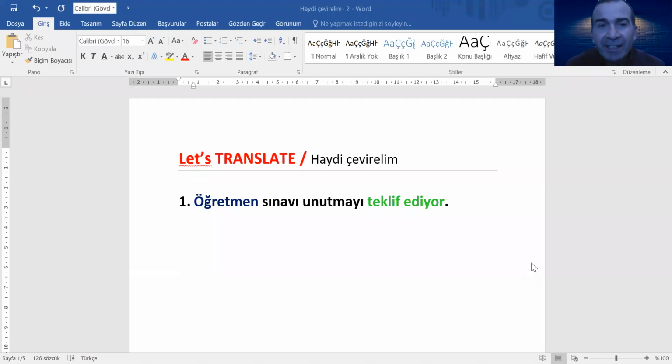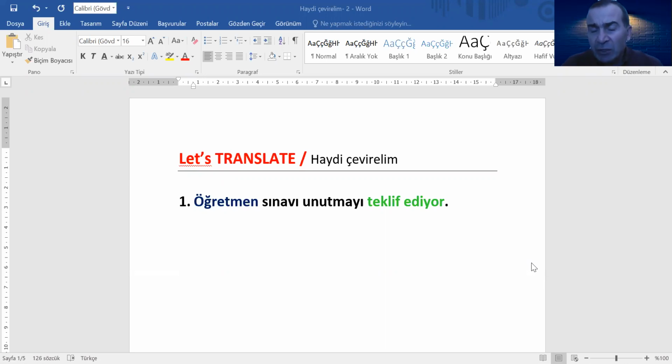Hello, everybody. In this lesson, we are going to translate some Turkish sentences into English. And let's start from the first sentence. The first sentence says, what? Öğretmen sınavı unutmayı teklif ediyor. You see, the sentence is in Turkish. Now, we are going to translate this sentence into English.